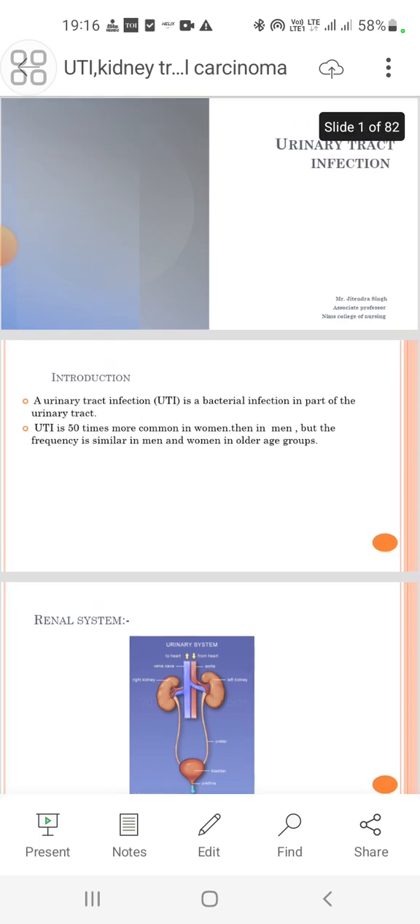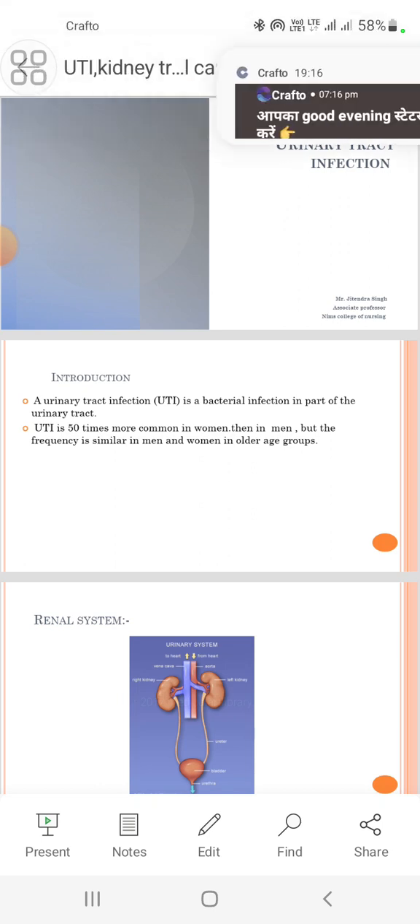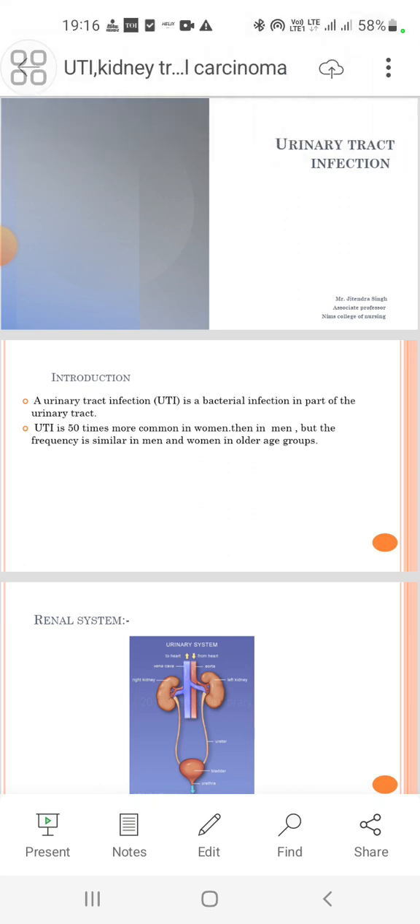So what is urinary tract infection? We will have an introduction of it. What does it mean? Urinary tract infection is the infection which occurs in the part of the renal system. Now we'll see what the renal system is.